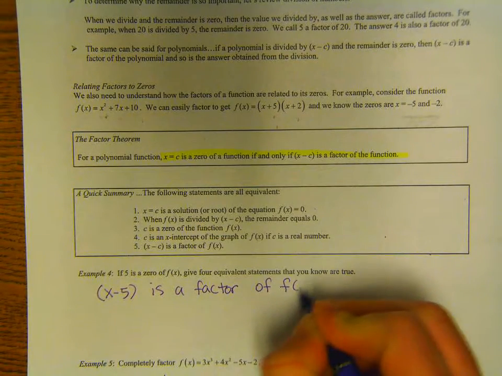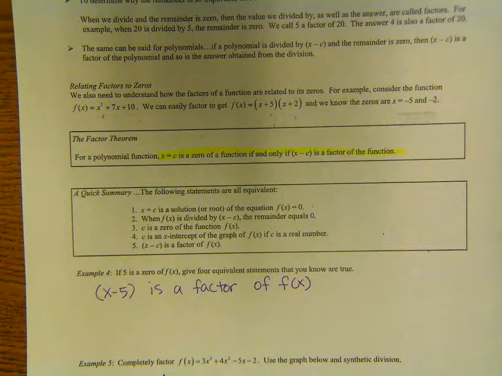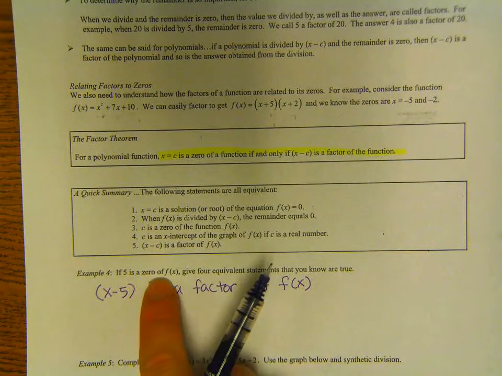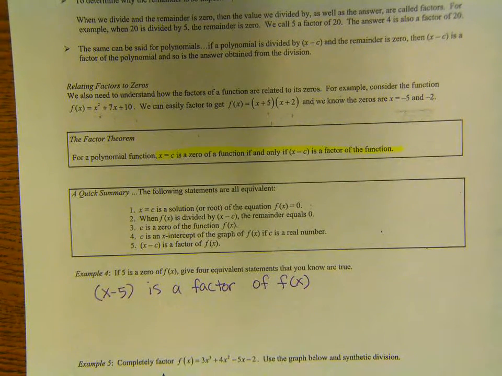What else? So it is 0. I'm telling you that. You got to tell me another thing. Tell me another one. How about on the graph? It's an x-intercept. Good. 5 is an x-intercept.